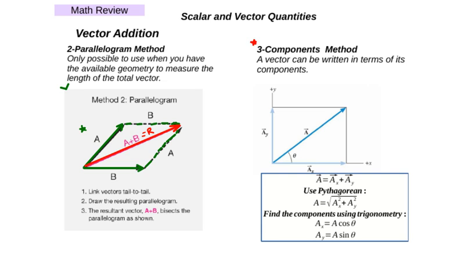Quite often, head to tail or parallelogram method doesn't give us a good result. We're not sure what the answer is. We use the components method. Components method is finding all the components and adding them. First, how to find the components of a vector. I have a vector here. I show my x and y coordinate system.